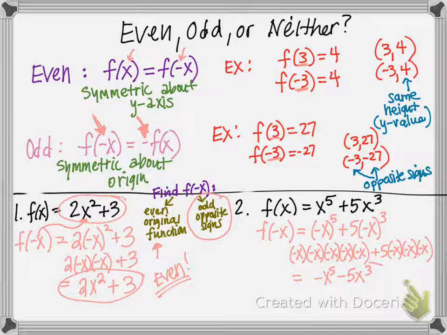So taking a look, this is definitely not the original function, but I see opposite signs. Instead of positive x to the 5th, I see negative x to the 5th. Instead of positive 5x to the 3rd, I see negative 5x to the 3rd. So if the signs are the opposite for all terms in the original, your function is odd.